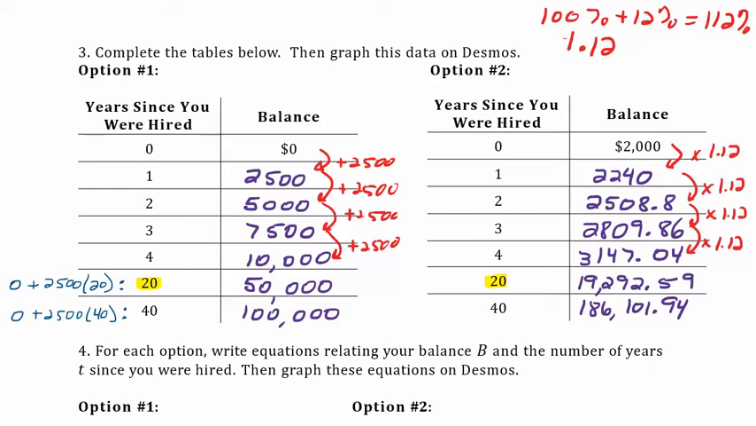So we have to think, well, I'm starting with $2,000, and then I'm going to multiply that $2,000 by 1.12 for every year. So I'm going to end up multiplying by 1.12 20 times. For 40 years, I'm starting with $2,000, and I'm going to multiply by 1.12 40 times in order to get this $186,101.94.